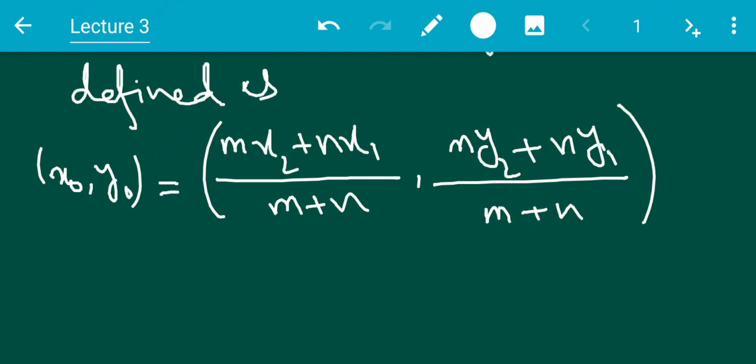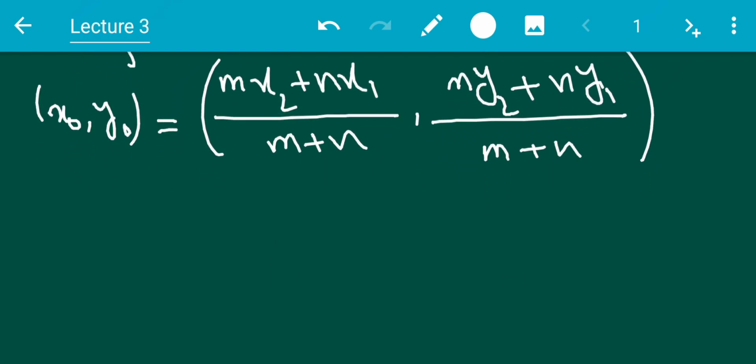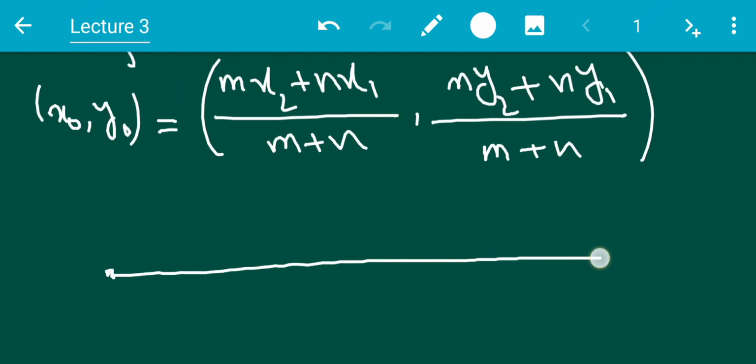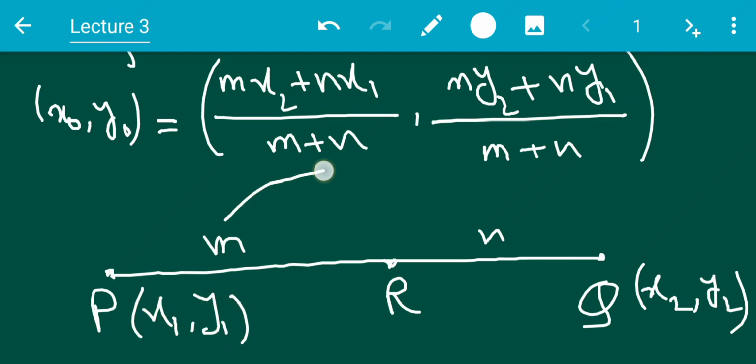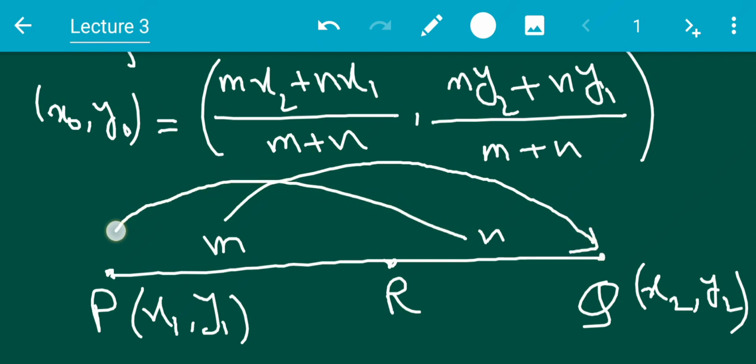Okay, suppose this is P, this is Q, how to remember this formula? Suppose this is R, which divides into m:n ratio. The coordinates of Q are x2 y2 and of P are x1 y1, and multiply this m with the coordinates of Q and multiply n with the coordinates of P. So this is how you should remember the formula.